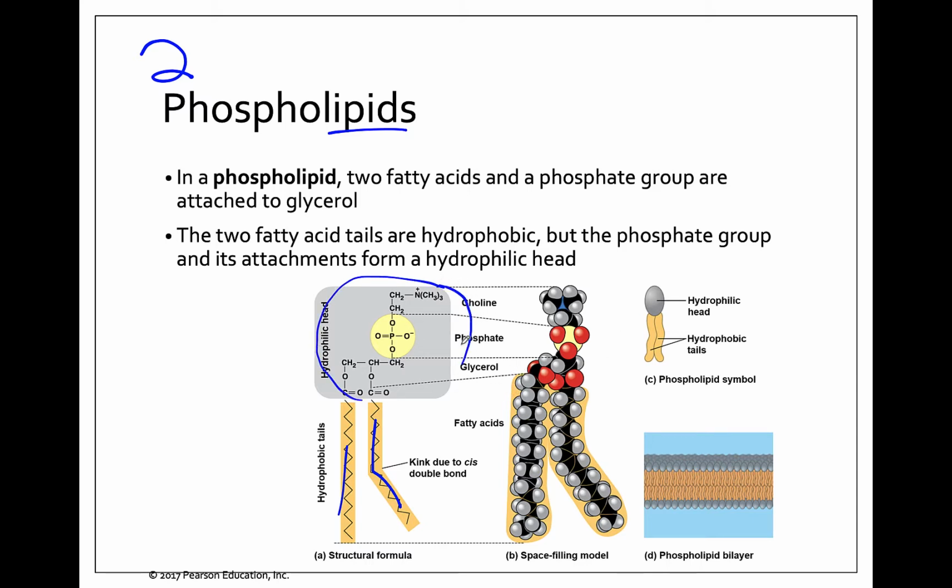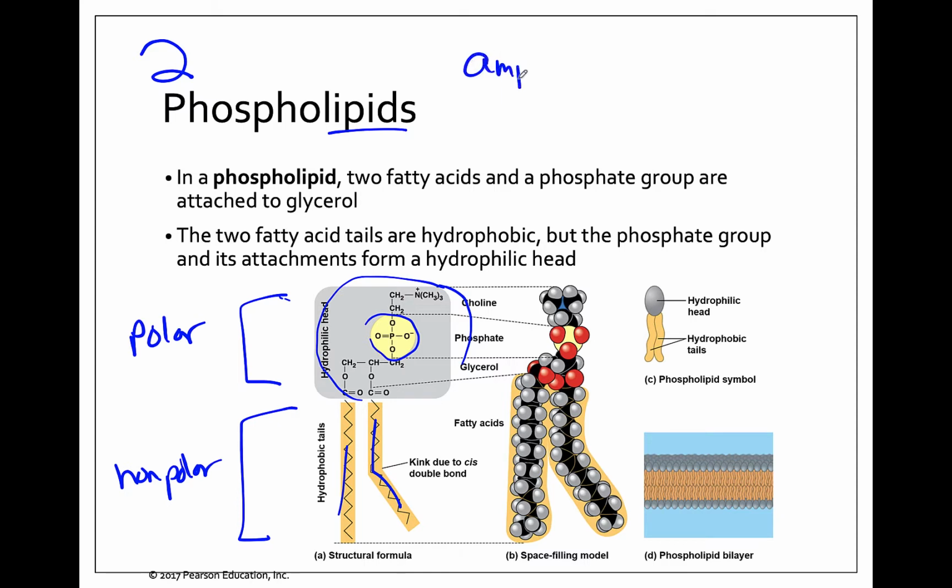So these molecules actually have 2 different regions. This region down here is nonpolar and does not mix well with water. But this region up here is polar. You can see the phosphate group here where they get their name from. They've got lots of oxygens here. There's a nitrogen. This is polar. So this is going to mix well with water. The term for this type of molecule is called amphipathic.